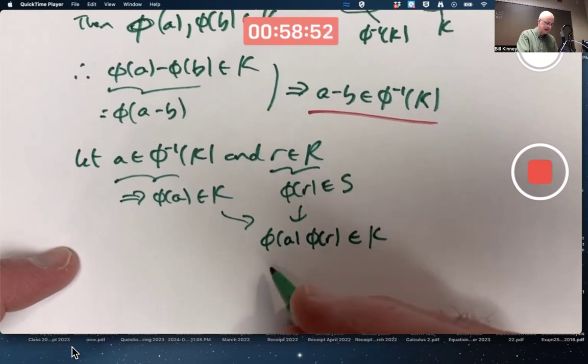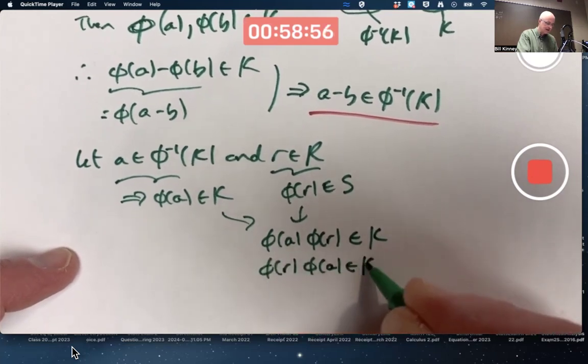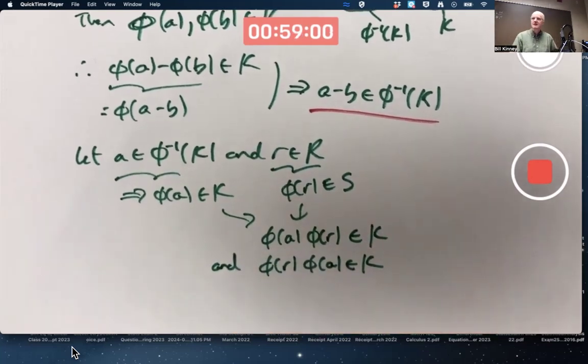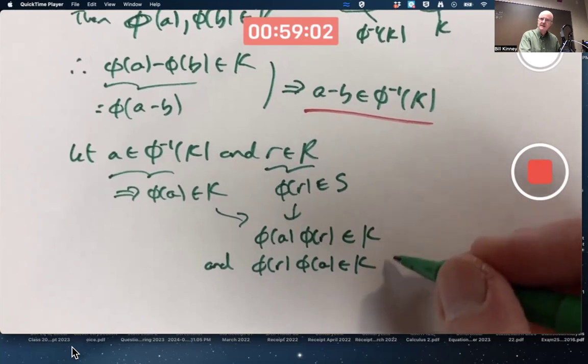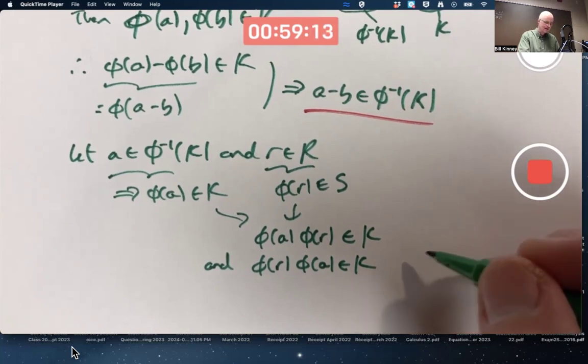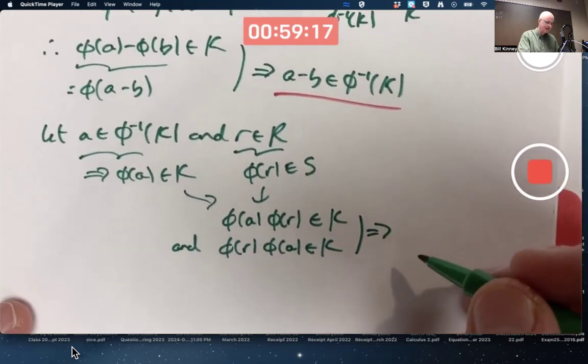So the product is in K, and I can do it in either order. I'm not necessarily assuming either R or S is commutative. So I do need to write both of these things. They're not the same thing, because I'm not assuming R or S are commutative rings. Write both of them, use an and.